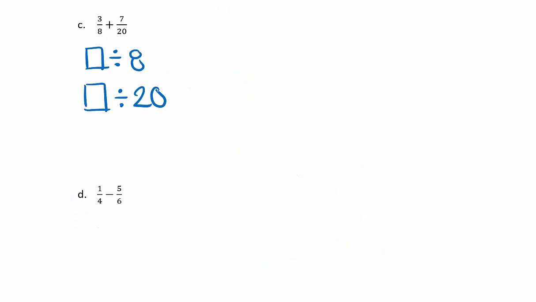In example C, we want to add 3/8 with 7/20. To find the LCD, we want to figure out, well, what can I divide by both 8 and 20? If you know what that number is off the top of your head, that's great. If you don't, you can always make factoring trees to find that number.